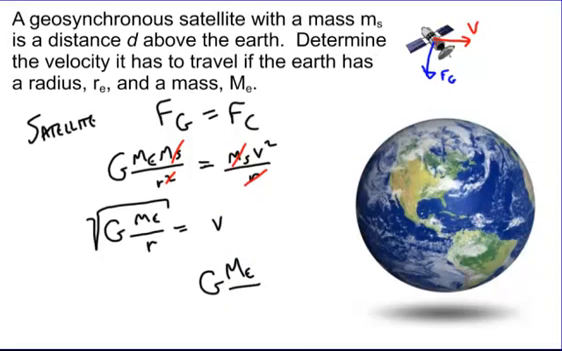The distance between here and here is what we call d, and the distance between here and the center is what we call the radius of the Earth. So on the bottom, all I'm going to do is combine these two together. We're going to call it d plus radius of the Earth because that is the distance away. Square rooted, there's your velocity. And that's the velocity of my satellite.